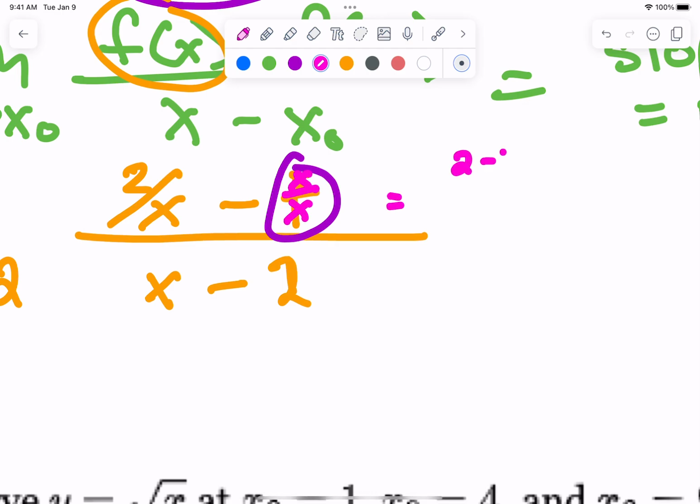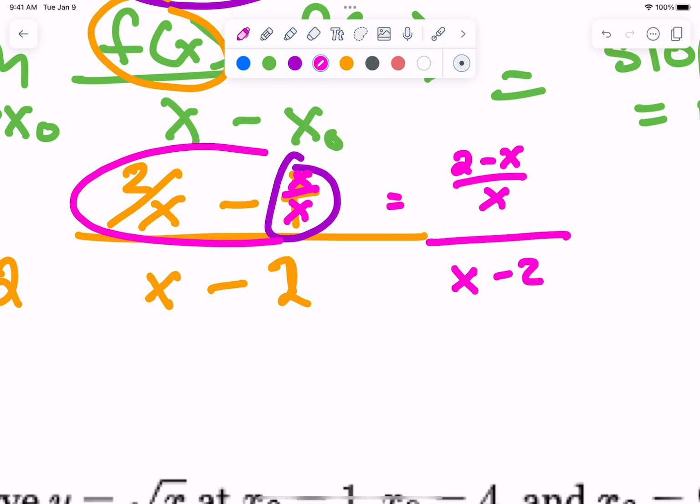The top would really be 2 minus x over x, if I made the whole thing all over x minus 2. Where did we get the x over x on the bottom? Oh wait, no, never mind. We're combining this as a common denominator, subtracting on the bottom.